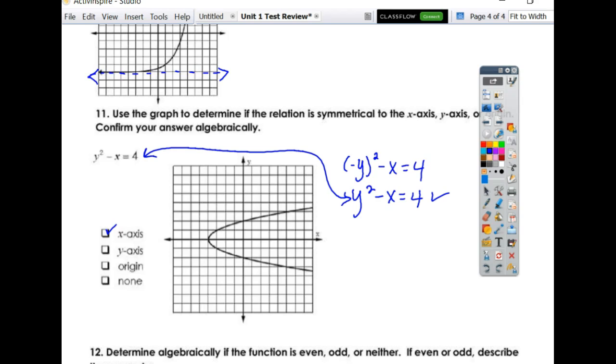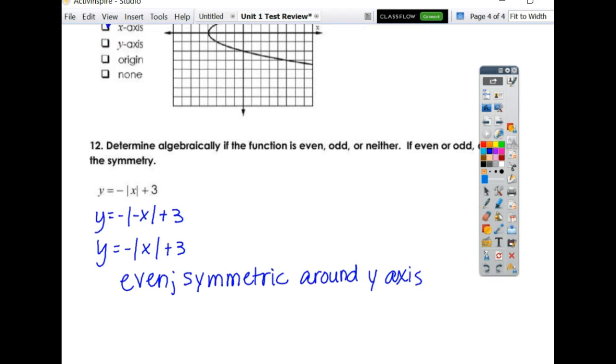What about the last one? And so what do I have to do to test if it's even? -x. What if I'm testing if it's odd? What do I put in? They're both -x. So when I put the -x in here, it becomes +x. This is the same, and this is the same. So if none of them changed, that's even. What if all of them change? Odd. What if just one of them changes? Neither.